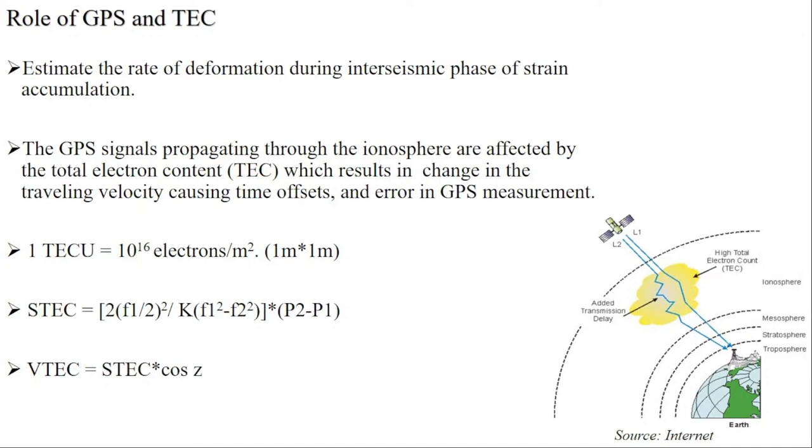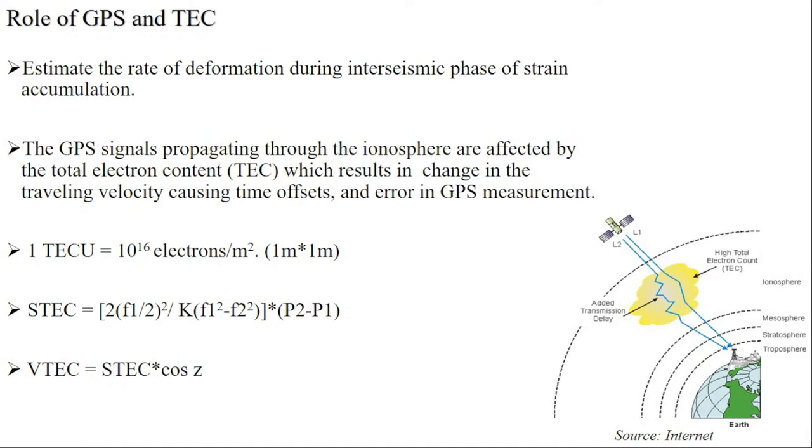So we can expect this GPS signal will have less time delay, and it will come early to the ground stations as compared to when the electron density is very high. Then it will take more time to come to the surface of your GPS stations. So with the help of this phenomenon, we try to see the low TEC and upper TEC.